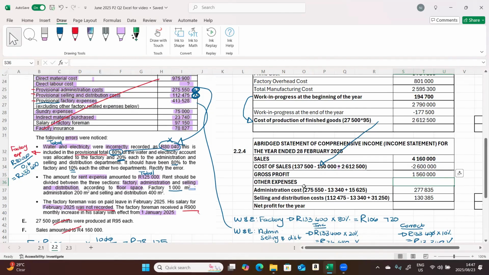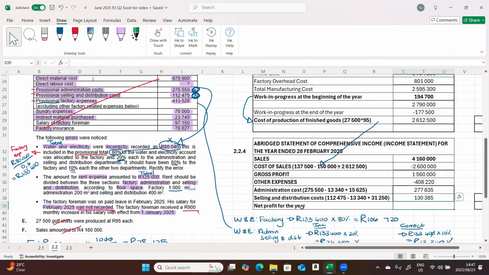And then our other expenses we know is our administration cost and our selling and distribution, which we already calculated. So this other expenses is just a total. So we have to go ahead and we have to add these two, and then that gives me that. But we also have to remember that expenses is always a deduction. Okay. So expenses has to be deducted from our gross profit. So that is why this is a negative.